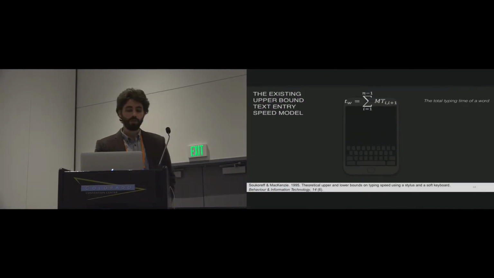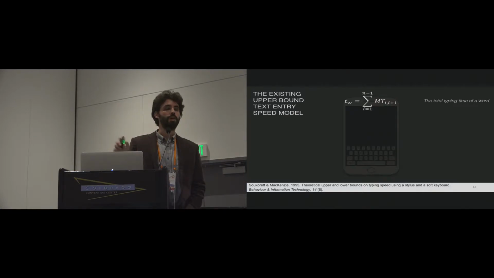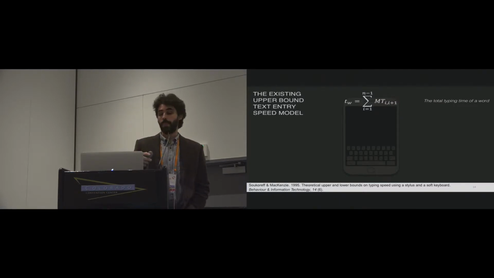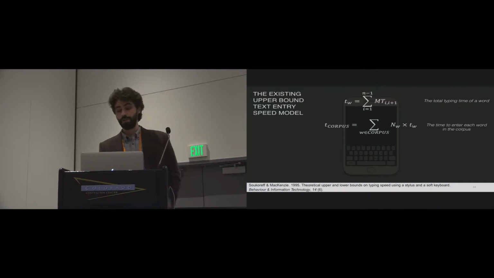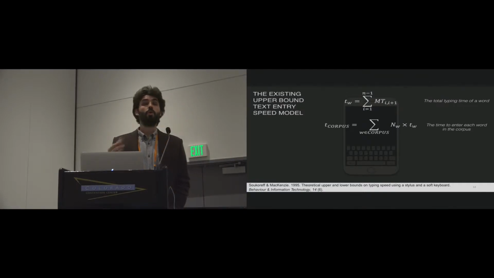These kinds of existing models first take the movement time between any 2 characters, and then they try to estimate the time it takes to type all the words or any given word on this keyboard by considering the movement times between consecutive characters, and then use that information to compute how long it would take to enter all of the words in some corpus, let's say of English language.